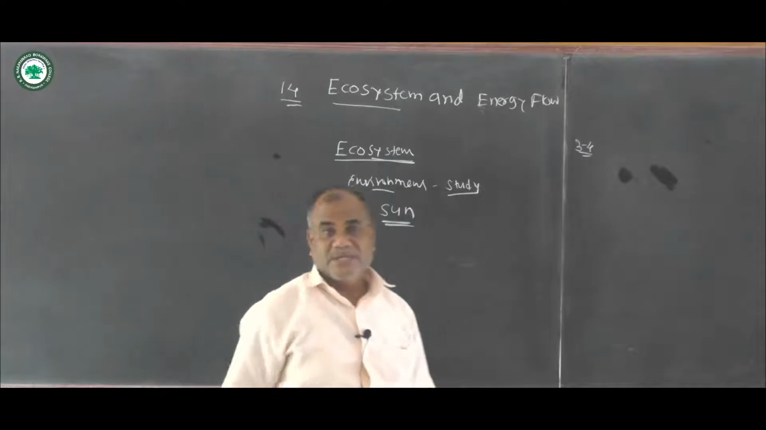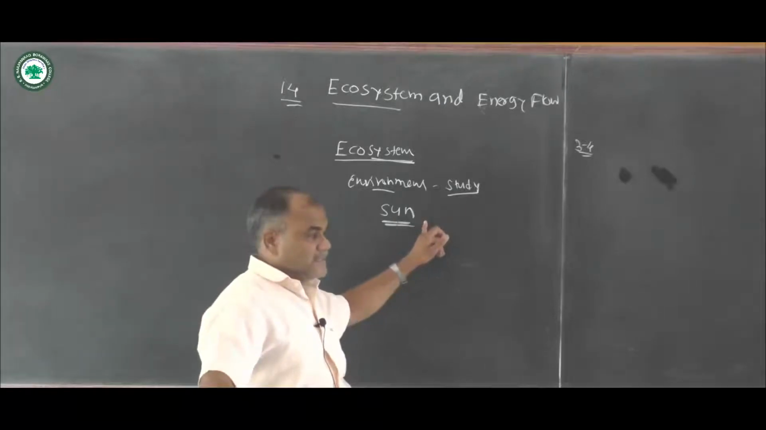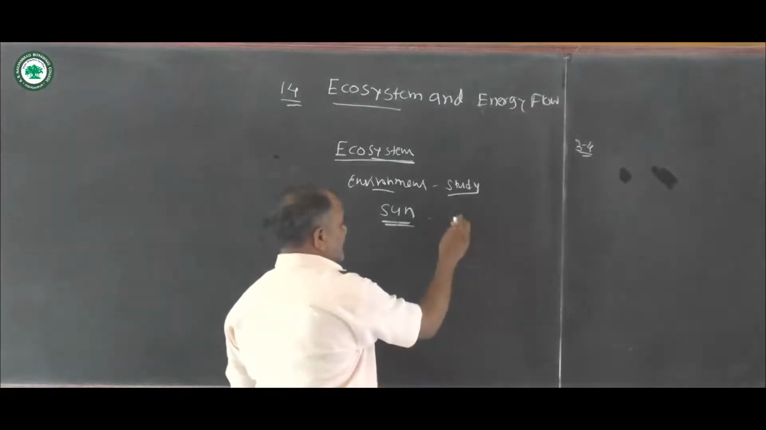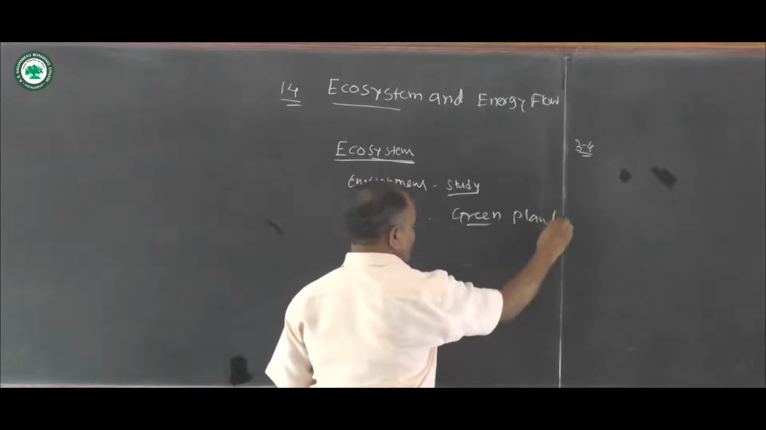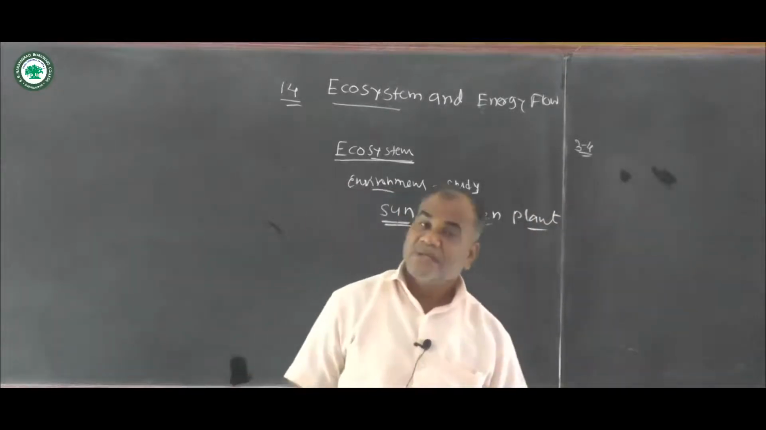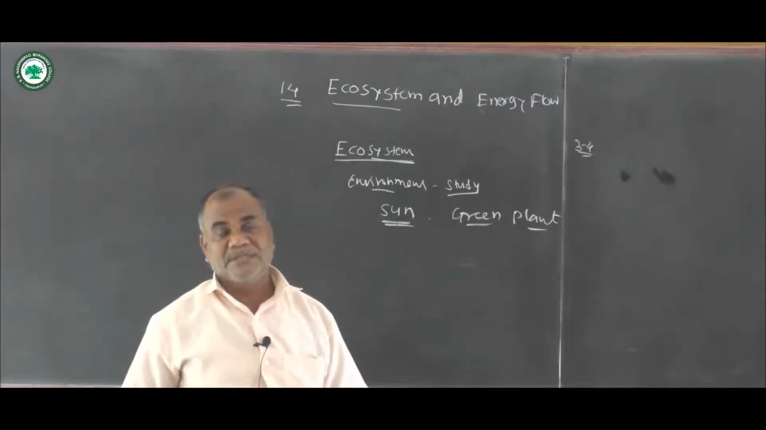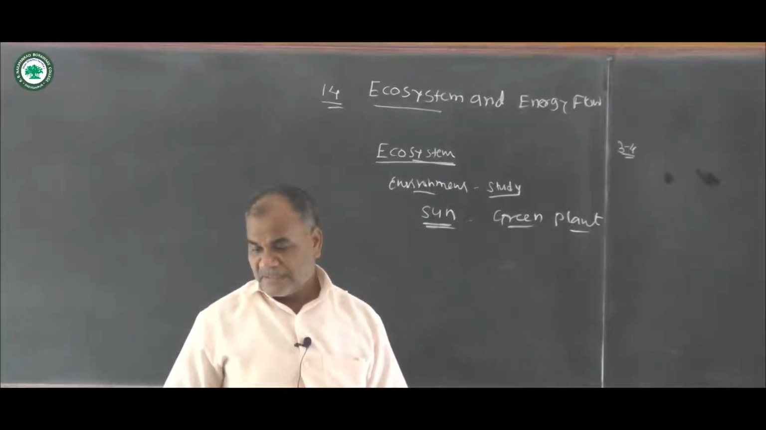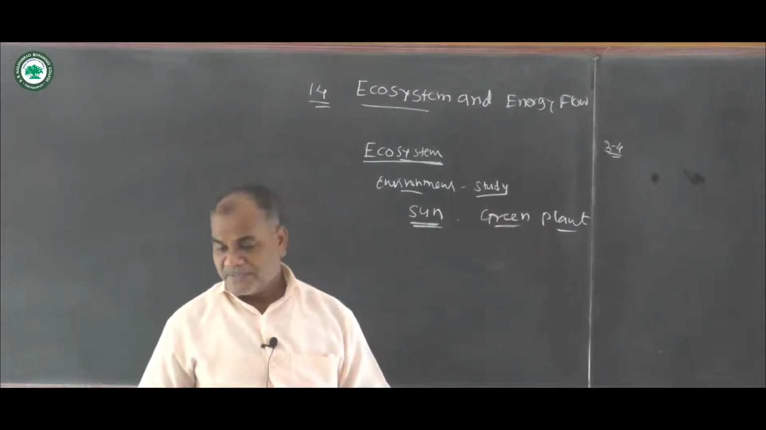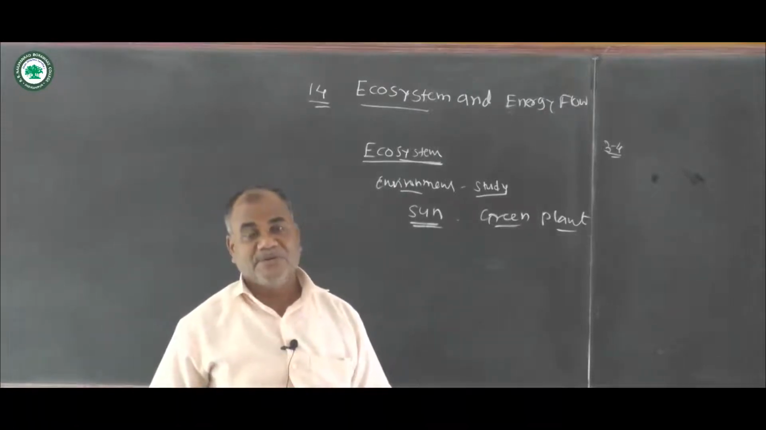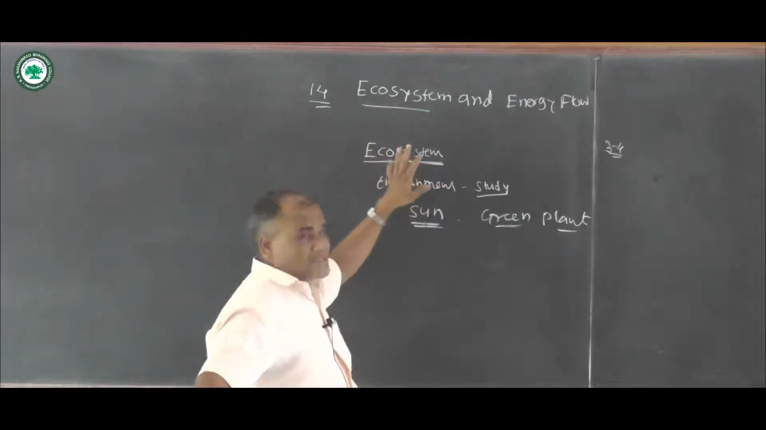The sun is the major energy source all over the world, because solar energy is trapped by the green plants, as they contain chlorophyll pigment and so have the ability to trap light. So in the study of the environment, in the ecosystem, the structural and functional units of nature can be found.